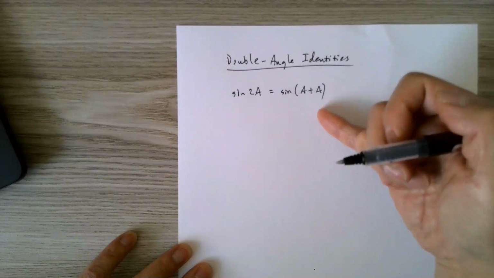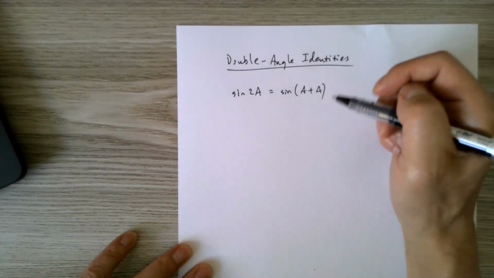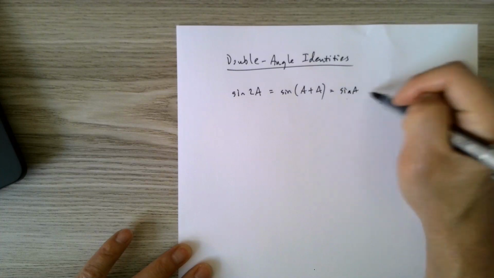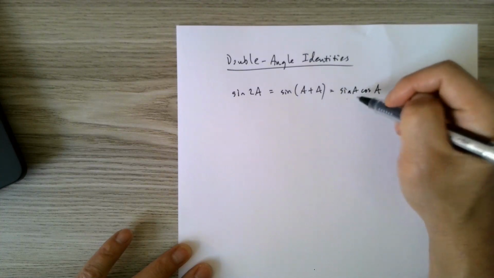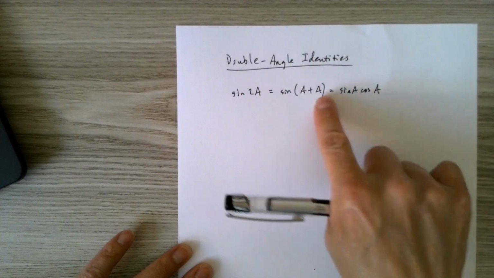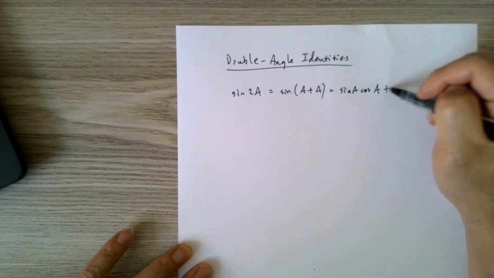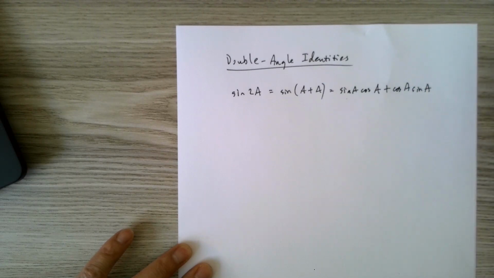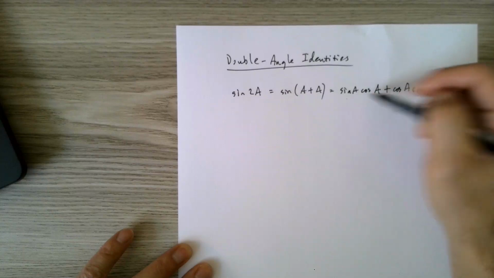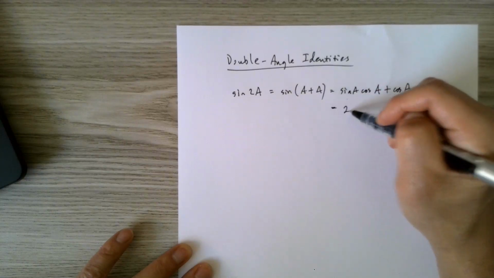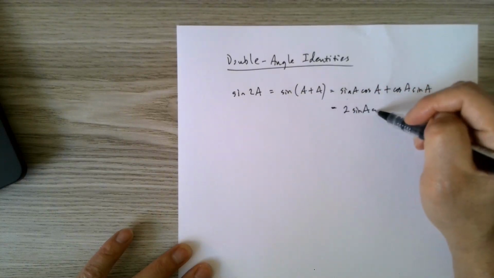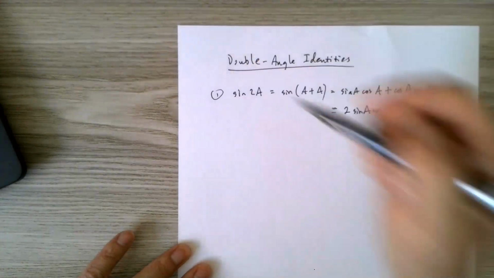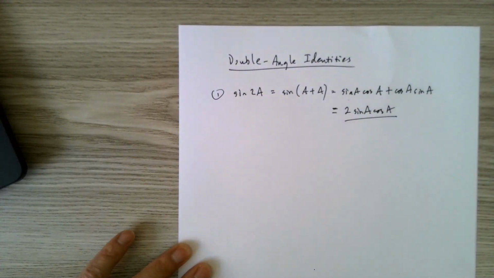And now I can use the identities I just derived to express this as sine of a cosine of a, where this a is the first a and this a is the second a, plus cosine of a, the first a, times sine of a, the second a. But these two terms are the same, so there we go, that's derived. And it's easy to memorize too.